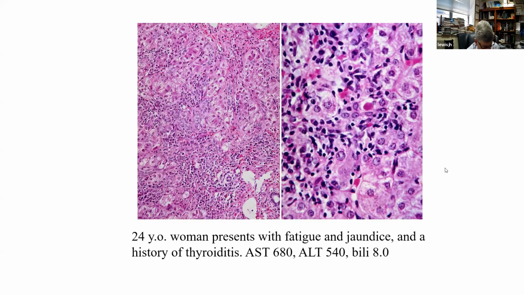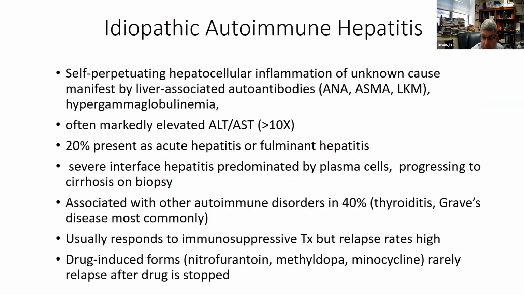All right, and then I've got a couple minutes left, I hope. Let me just take you through the last thing, which is, here's a woman, 24, who presents with fever and jaundice. She's got a history of thyroiditis. Somebody called it Hashimoto's. Her enzymes are quite high. Her bilirubin is high. She has a liver biopsy. It's loaded with inflammation, and you may not be able to tell, but these dark cells in here are all plasma cells, many plasma cells, all monocytes and plasma cells. And this would be idiopathic autoimmune hepatitis.